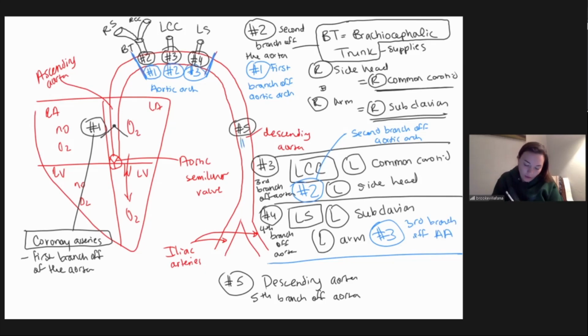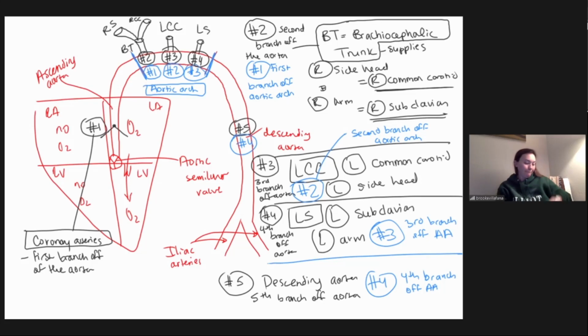The descending aorta is considered the fourth branch off the aortic arch because, like I said, if we start at the aortic arch, it's the fourth branch. If we start all the way back at the aorta, it would be the fifth branch. So make sure you read your question carefully. Is it asking you aorta? Is it asking you aortic arch? And then you would answer accordingly. Does that make sense to everybody? So what is the coronary artery? It's just the first branch off the aorta, and it's not at all linked to the aortic arch.